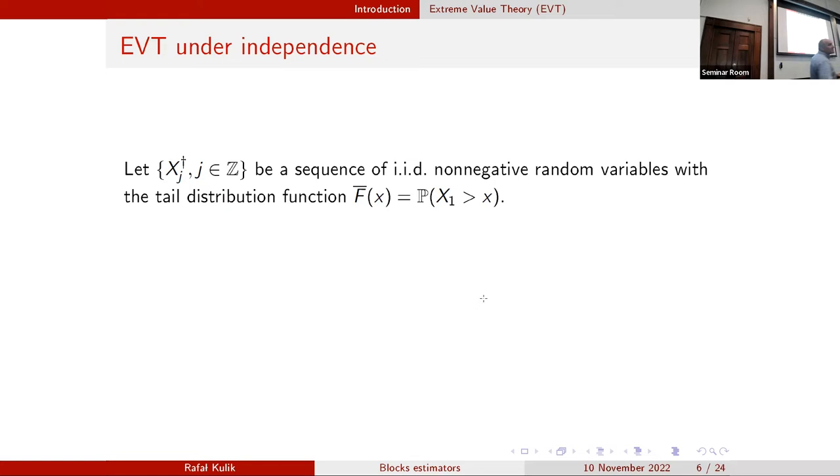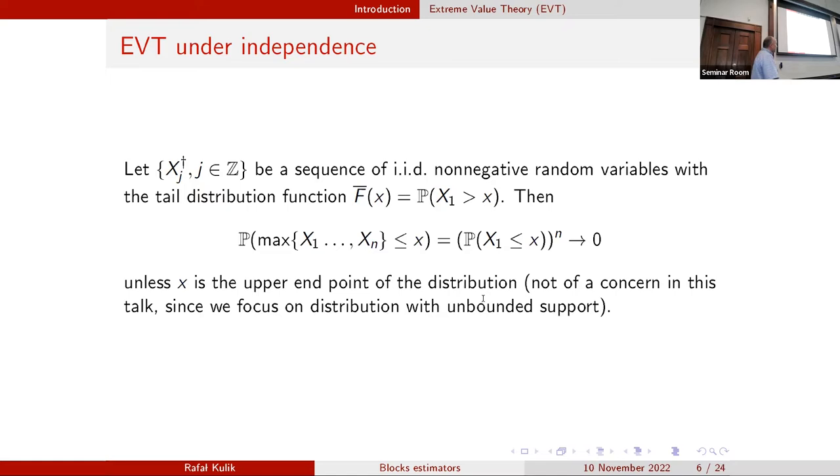Sorry, it's frozen. Okay, so let me go through very basic limit theorems in extreme value theory. Again, for probabilists and statisticians, I apologize for the low level. We have a sequence of non-negative random variables. They are independent. They have a tail distribution function, which is actually the object you want to look at in extreme value theory. Now, a very easy calculation: when I look at the maximum, what is the probability that the maximum is smaller than x? Because of independence, you have a product measure, you get the power n, and this goes to zero. So the limiting distribution is degenerate.